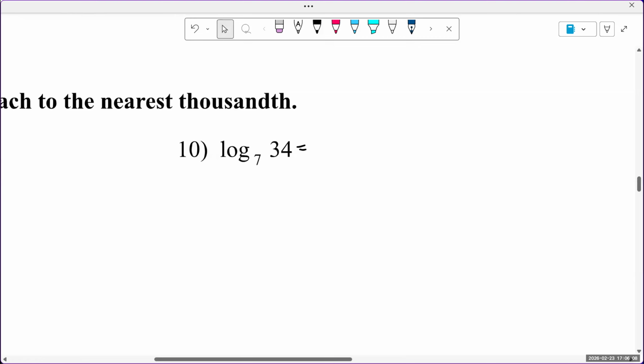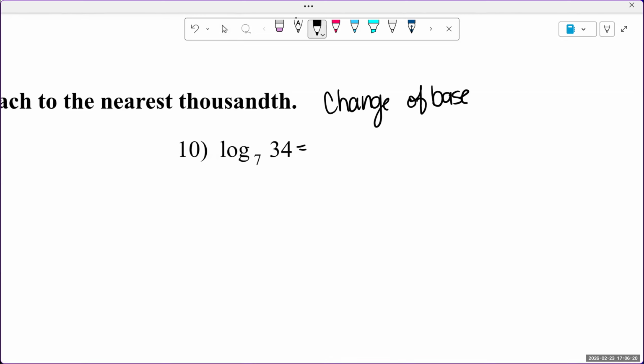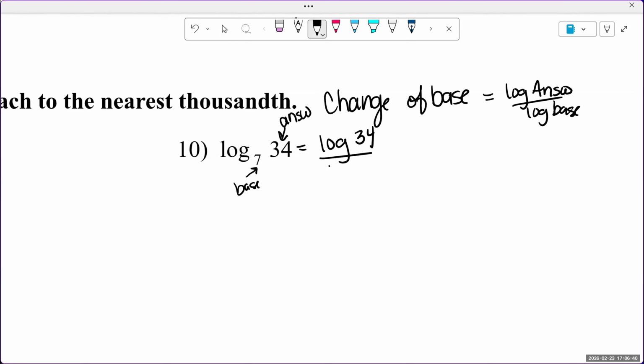But what if it's not base 10? Then we have to do the change of base. Yeah, this is the base. What is this right here? This is the answer. So change of base, log of the answer divided by log of the base. So we have log of 34 divided by log of 7.